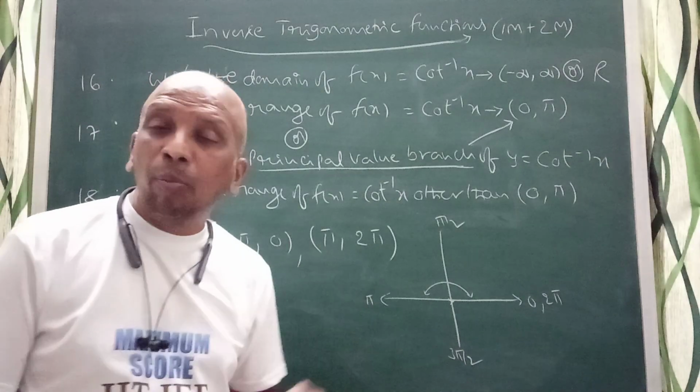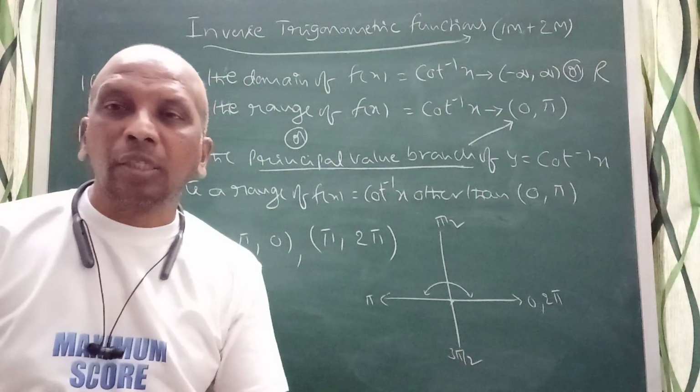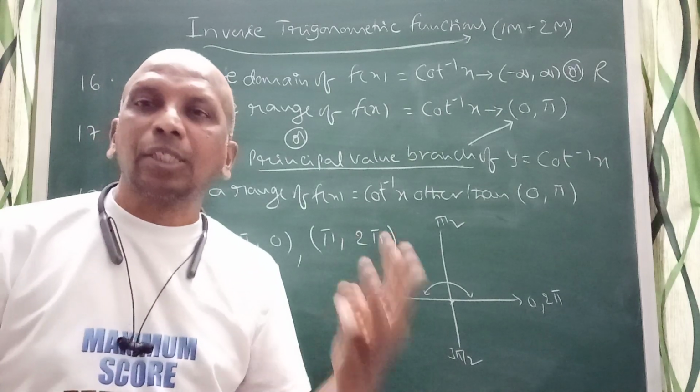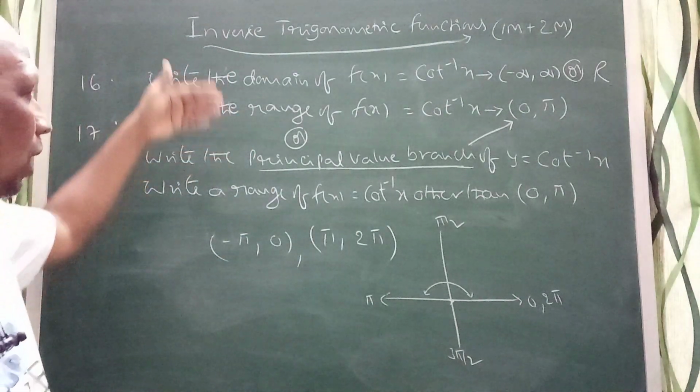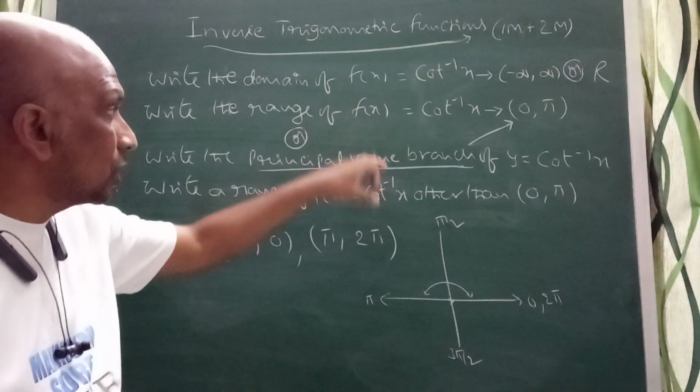So with this I have completed all types of 18 questions, because we have 6 inverse trigonometric functions, 6 into 3. For each one I have done 3 questions, so 6 into 3, total 18. This is how they ask the question.